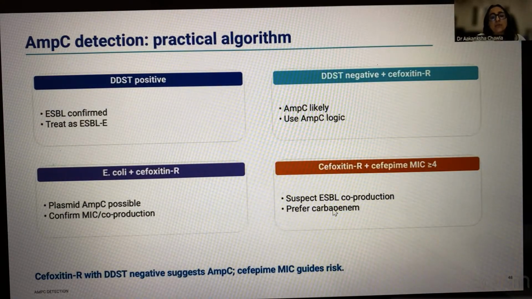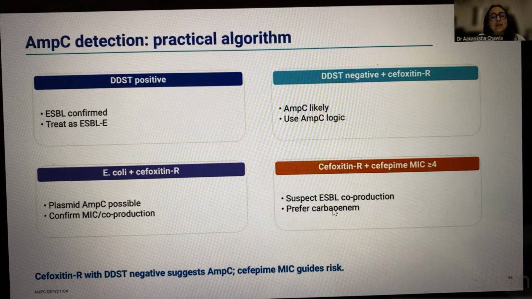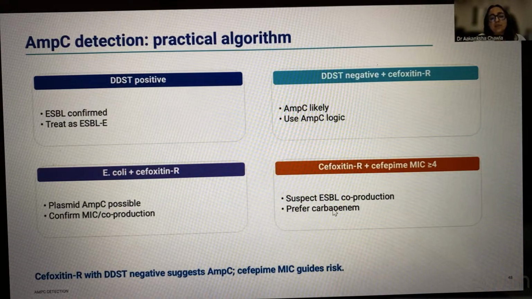So the practical algorithm for all that I just said is: if the double disc synergy test is positive, ESBL is confirmed, treat as ESBL. Double disc synergy test negative and cefoxitin resistant, AmpC is likely. E. coli with cefoxitin resistance, plasmid AmpC is possible, confirm MIC and co-production. Cefoxitin resistant with cefepime MIC more than 4 suggests ESBL co-production, and the drug of choice here becomes your carbapenem.